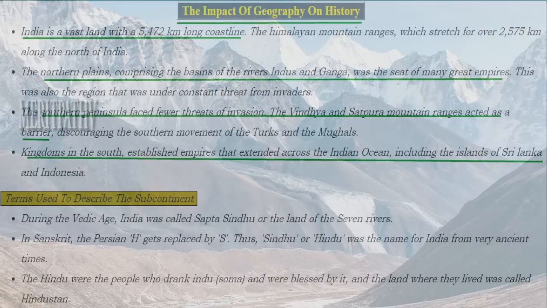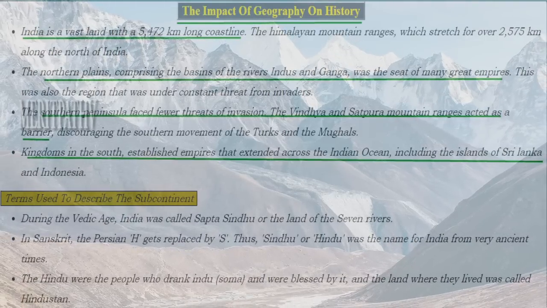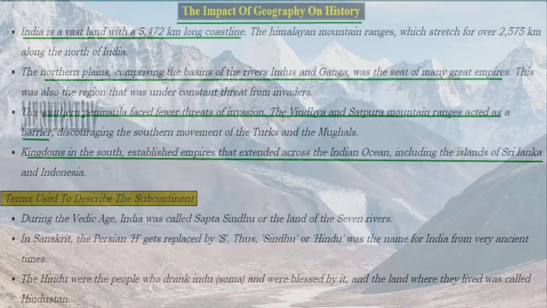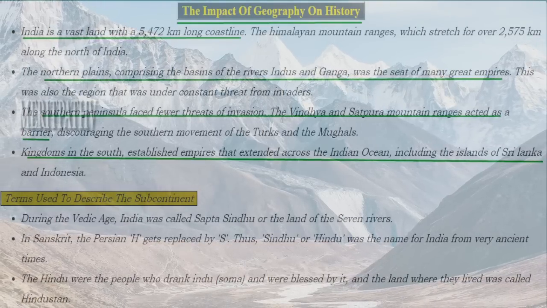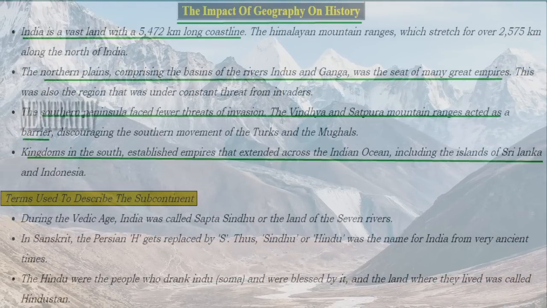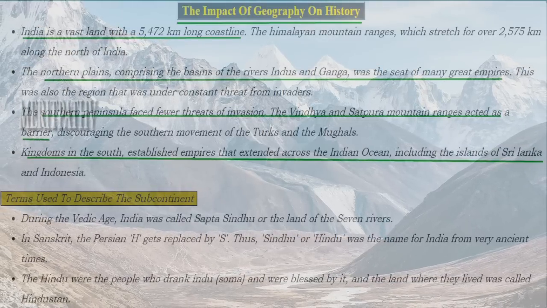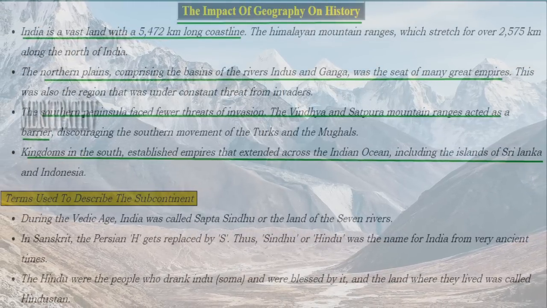The impact of geography on history. India has a long coastline, with a land area of 5,472 kilometers. The Himalayan mountains stretch for over 2,575 kilometers over the northern side of India.